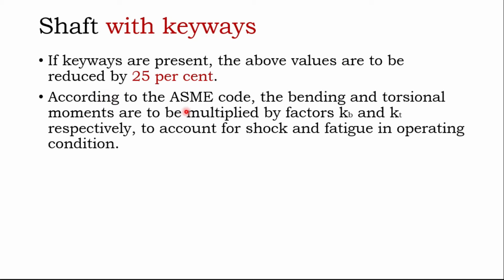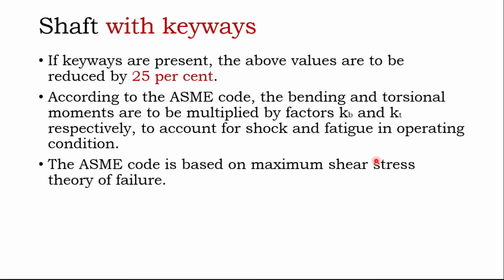Now according to this ASME code, the bending and torsional moments are to be multiplied by the factors Kb and Kt respectively. For what purpose? To account for the shock and fatigue that occur when it is operating. So these two factors, Kb and Kt, are the shock and fatigue factors that we have to consider.